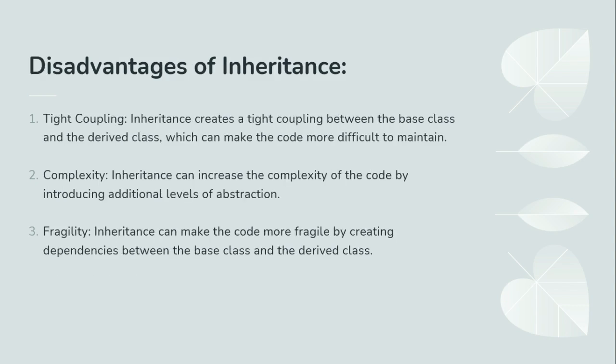We have some disadvantages of inheritance also. Like tight coupling: inheritance creates a tight coupling between the base class and derived class, which can make the code more difficult to maintain. Complexity: inheritance can increase the complexity of code by introducing an additional level of abstraction. And the last one is fragility: inheritance can make the code more fragile by creating dependency between the base class and the derived class.